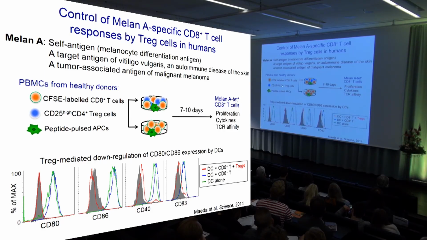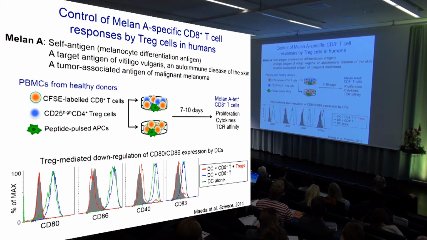So let me go through quickly. Now time is running out. So this is human peripheral blood CD8 T cells and the Treg, with antigen-presenting cells together, and then without or with Treg, for 7 to 10 days, and we assess the CD8 positive cells, whether they show proliferation, cytokine production, or T-cell affinity. The antigen we use is Melan-A. This is a self-antigen, a melanocyte differentiation antigen. And this is the target antigen of vitiligo vulgaris, an autoimmune disease of the skin. And this is also a tumor-associated antigen of malignant melanoma.